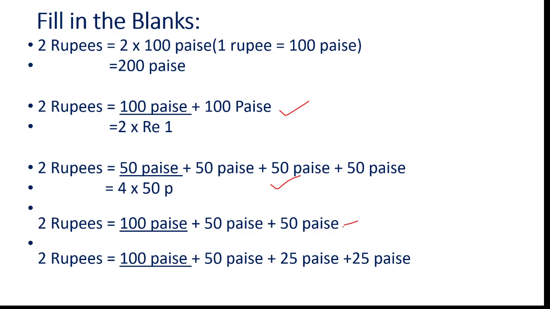So 200 paise is also known as how much? 200 paise is also known as 2 rupees. Okay. So in all these cases you can see that we have 200 paise and it will be equal to 2 rupees. Okay. Moving to the next page.